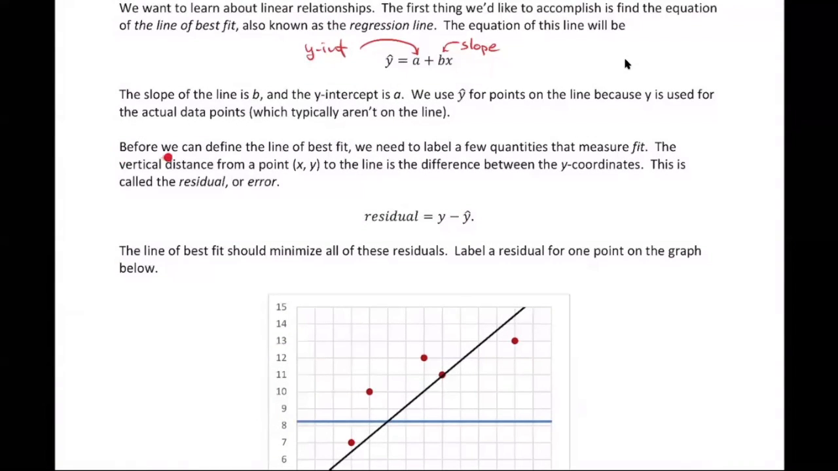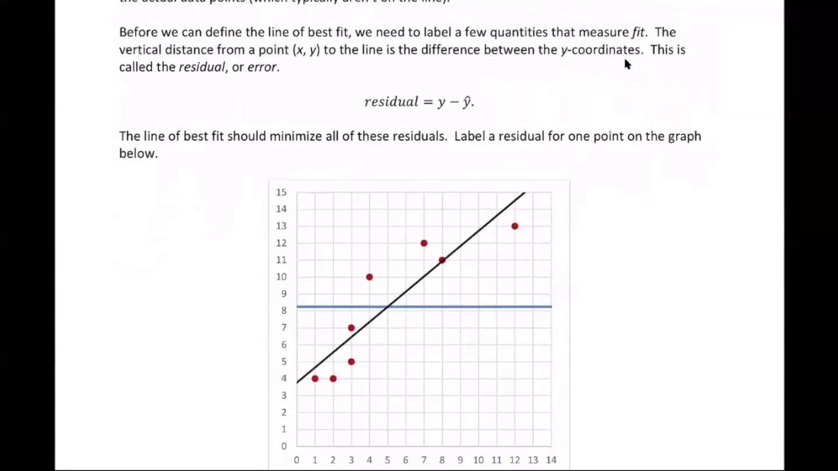Next paragraph: before we can define the line of best fit, we need to label a few quantities that measure fit. The vertical distance from a point to the line is the difference between their y coordinates. This is called the residual or error. A lot of times you want to say error, but in statistics they usually refer to it as residual, but I'll be going back and forth between those two terms a little bit. Okay, so it says residual is y minus y hat.